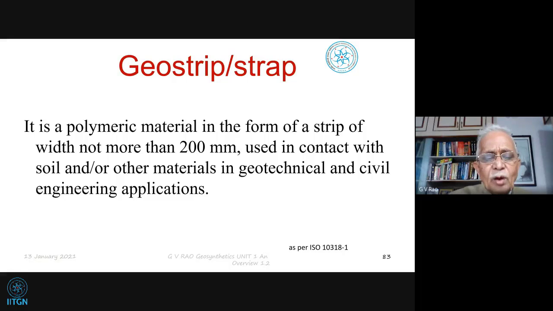The more of these filaments you place, the more strength you get, depending on how they are bundled. There is a surfacing given to this. And this is available in strip form, in a roll form actually. And then naturally, this is used like our geogrid or geotextile in reinforced structures. So it's called geostrip or geostrap.